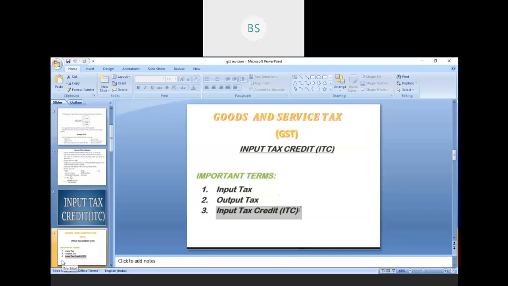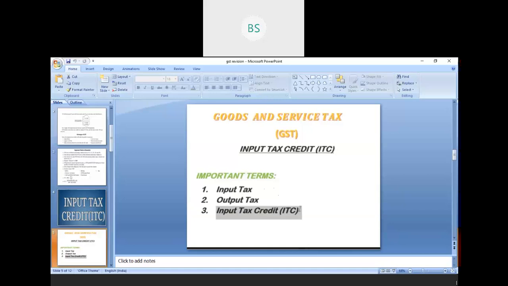Output tax is when a dealer collects tax from a customer. For example, now the dealer will sell the product he already bought. He will sell it to the customer. When the dealer collects tax from the customer while selling the product, that is called output tax. Clear about that now? Any doubt in output tax? Or shall I explain once again?